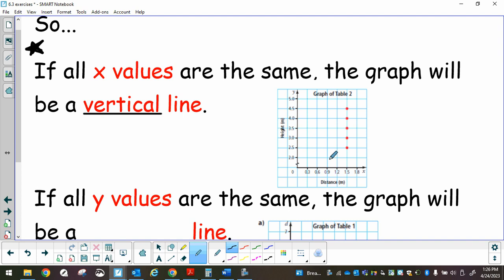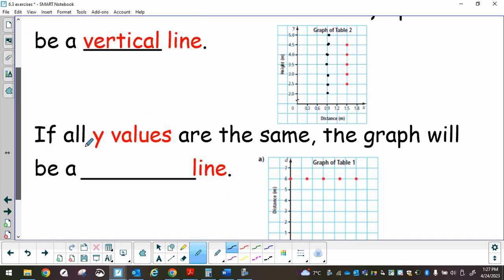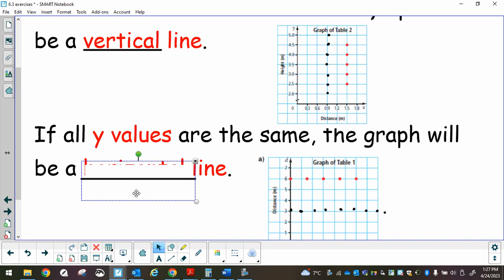Okay, if all x values are the same, think about it. If x is always 0.9, I'm going to get a line that runs vertically. And then if all y values are the same, if y is always 3, I'm going to get a horizontal line.